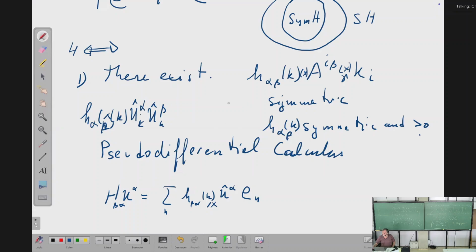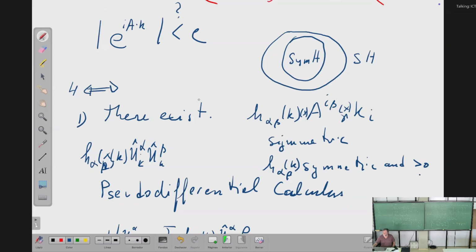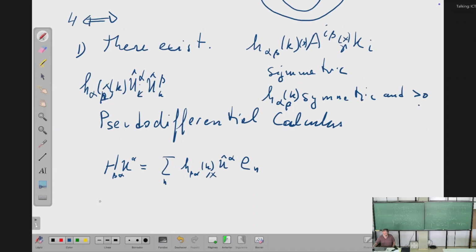So the first condition of this equivalence is that you have this H, and with this H, doing things like that, you get an energy estimate. The energy estimate will be u beta H u alpha, where this H is now an operator. It's not a matrix that depends on x. It's some operator. So you still get the energy estimate, but through these operators.